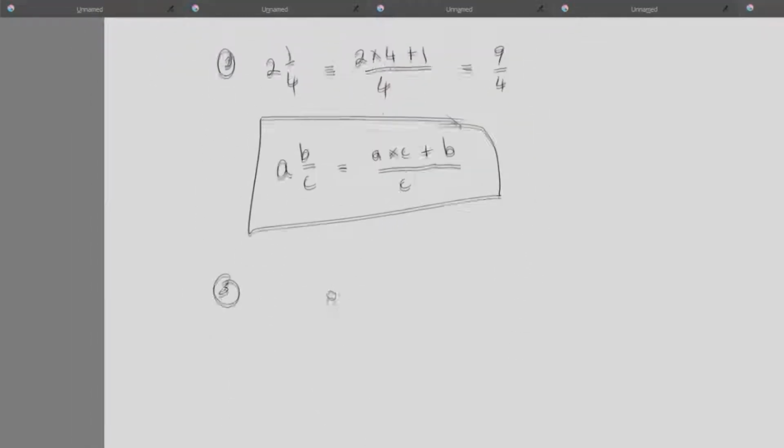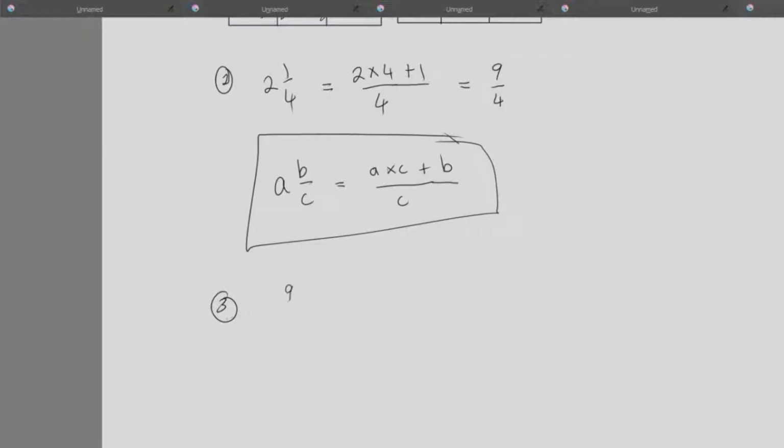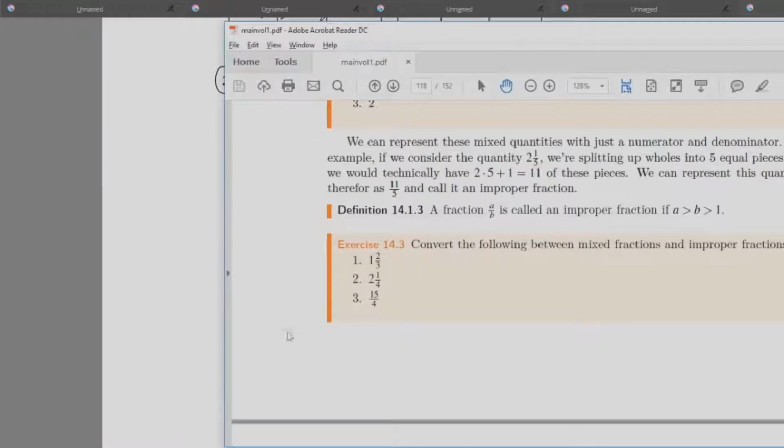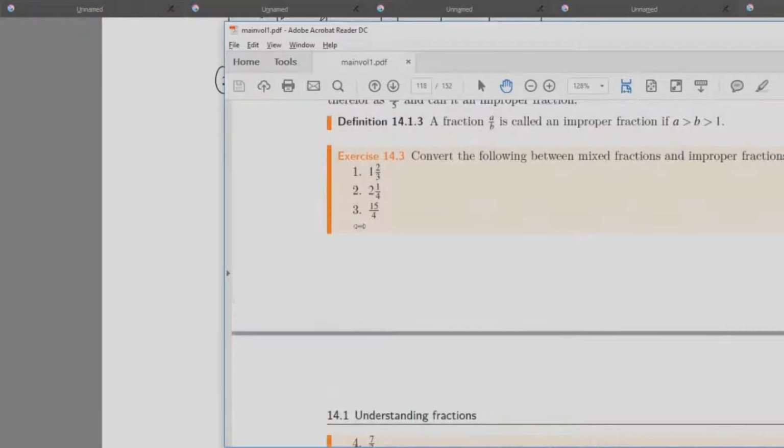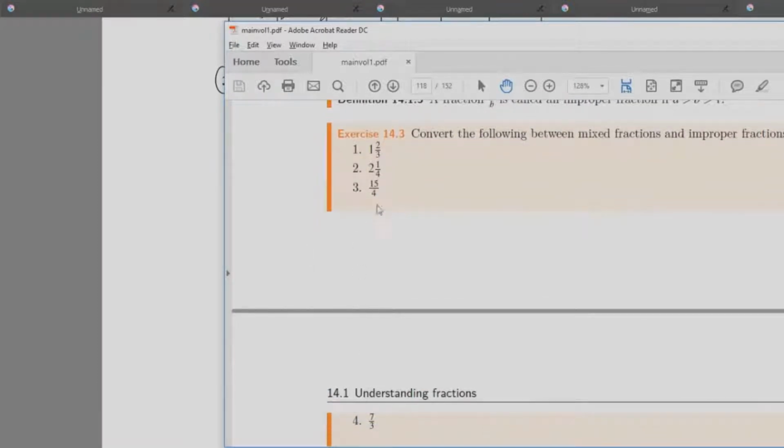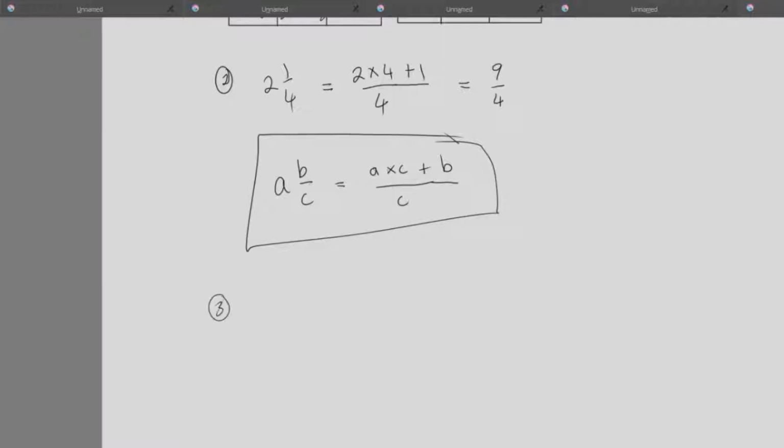How could I go backwards? Let's suppose I have 9 over 4. Actually, do I have 2 examples there? I do. So I will use that one and then establish how to do it and use it for number 4. So 3 is 15 over 4.